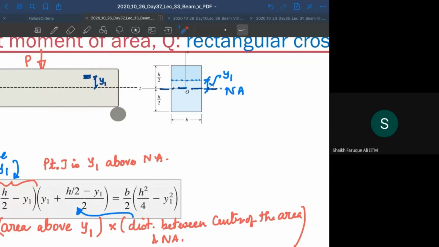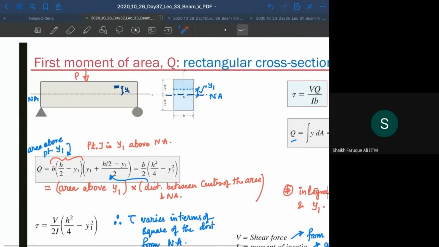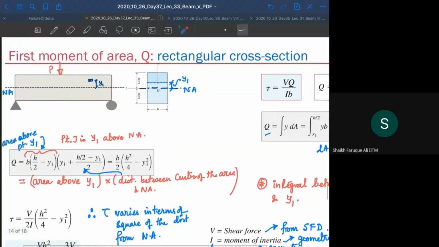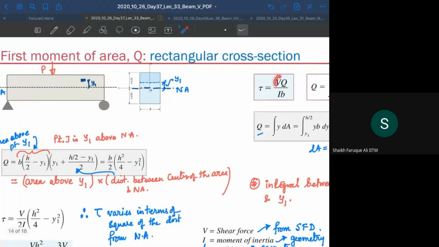Now the height, or depth, of the beam is h, so the extreme distance from the neutral axis is going to be h by 2. And when you have that, how do I calculate my Q? Because my formula is VQ by Ib. I will know V based on my SFD at this location. I and b will be known. You can calculate I with respect to the neutral axis as bh³ by 12, so that will be known, and b is already known.